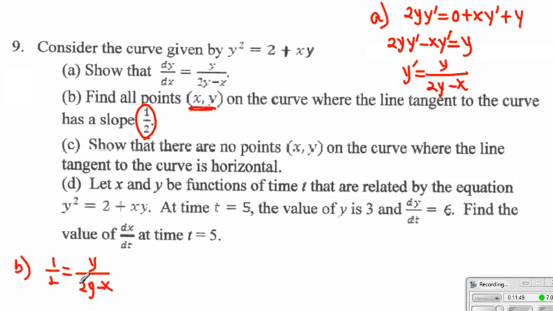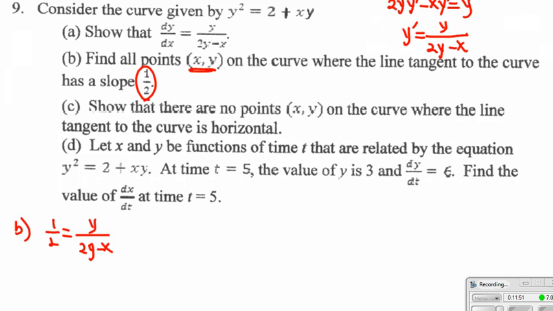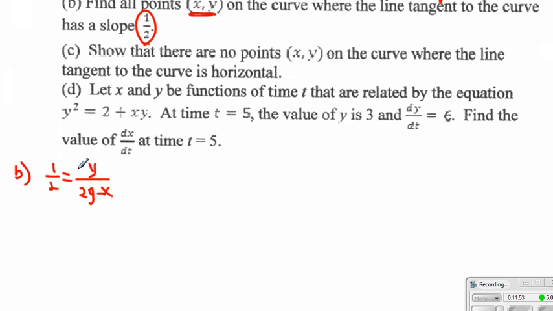That means when we cross multiply, we get 2y minus x must be equal to 2y. Then by subtracting 2y from each side, we realize that negative x is equal to 0. That means x must be equal to 0.